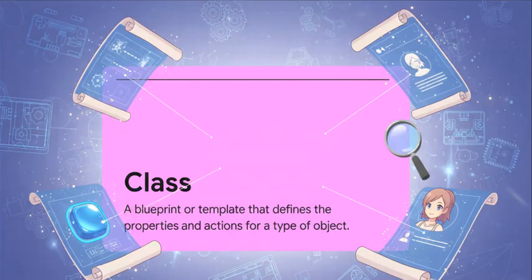Now this is where things start to get really powerful. We've got the class. A class isn't a thing you can touch or see in your app. It's the blueprint. It's the master plan that defines all the details and all the actions for a certain kind of thing, like what every button on your screen should look and act like.